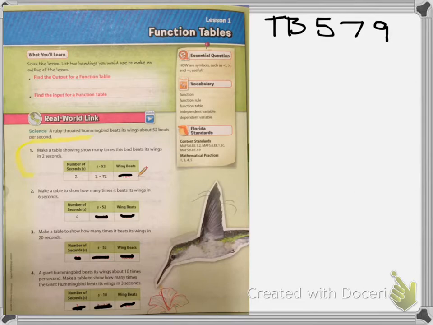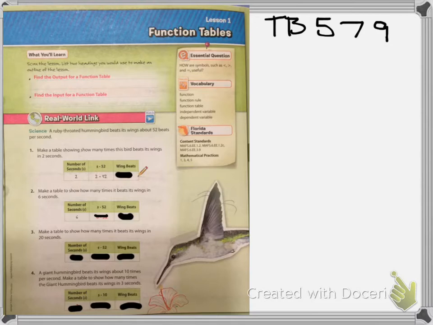All right, so if you look here at example number 1, let me just go ahead and make this a box for you so that you know exactly which one we're talking about. It says that a ruby-throated hummingbird beats its wings about 52 beats per second. And then it says to make a table to show how many times the bird beats its wings in 2 seconds. All right, so if you look here at number 1, it says to make a table, but it already has the table set up for you.